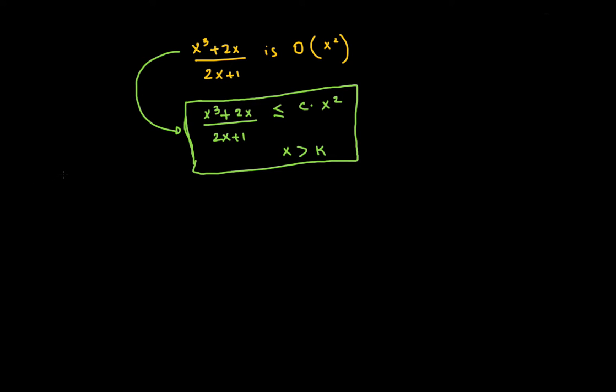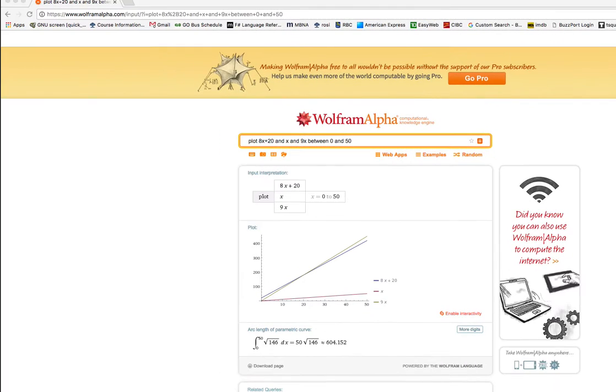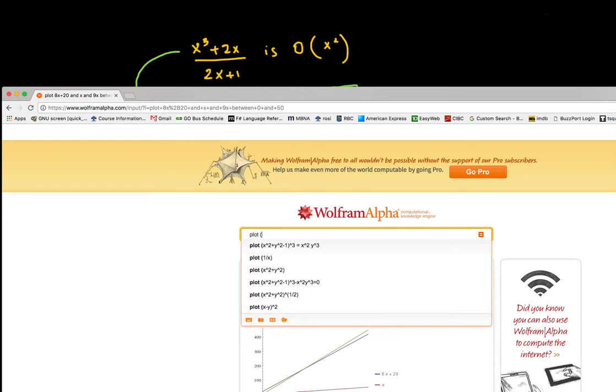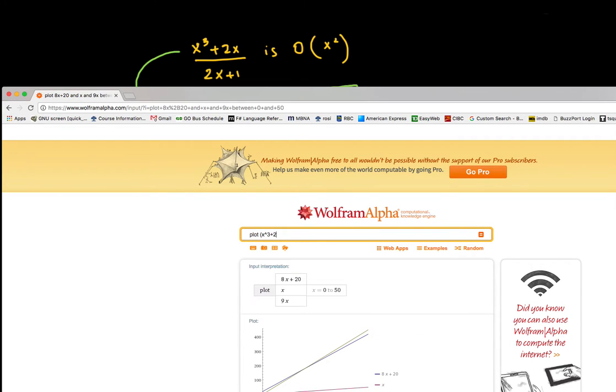Okay, so what we'll do first is we'll start with a graph to get an intuition whether this expression over here is actually true. So I'll open up Wolfram Alpha, and on Wolfram Alpha, we'll first plot these expressions: plot x cubed plus 2x over 2x plus 1 and plot x squared, which is my function g of x. I'm going to say this is between, let's say, 0 and 5.